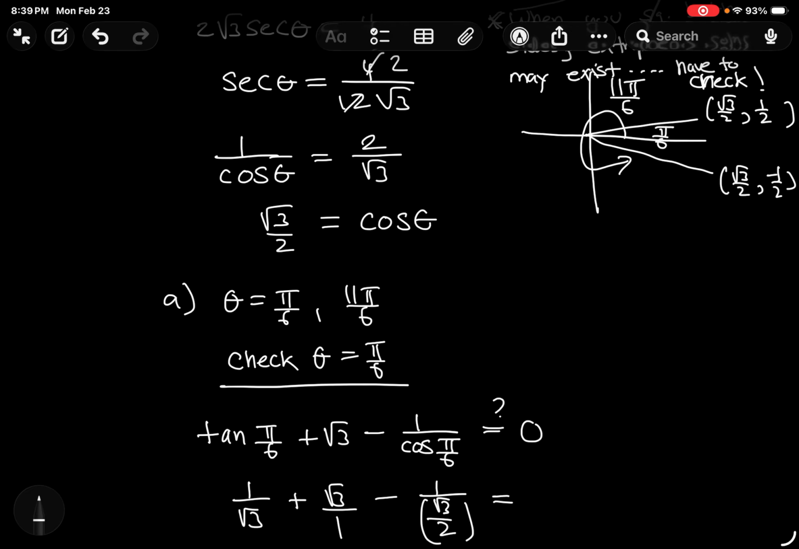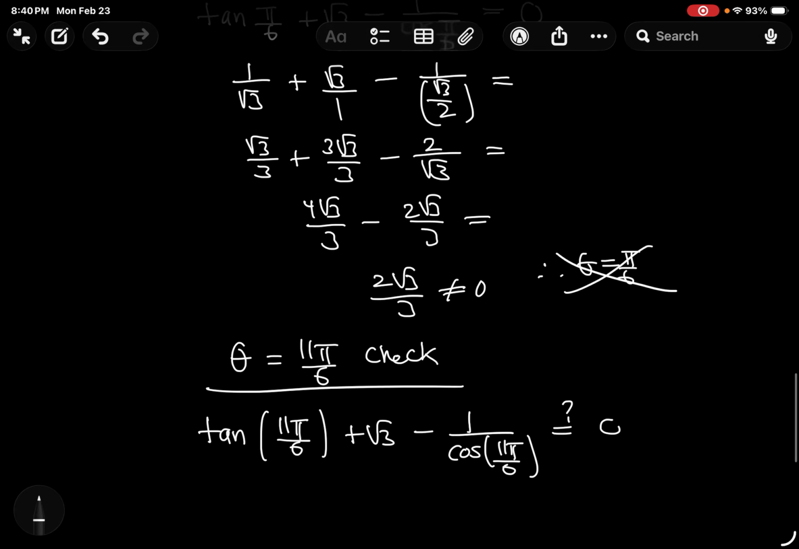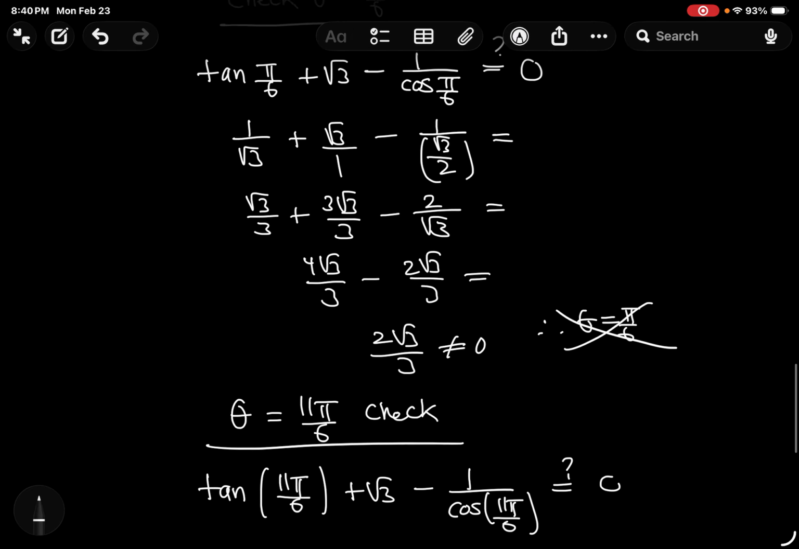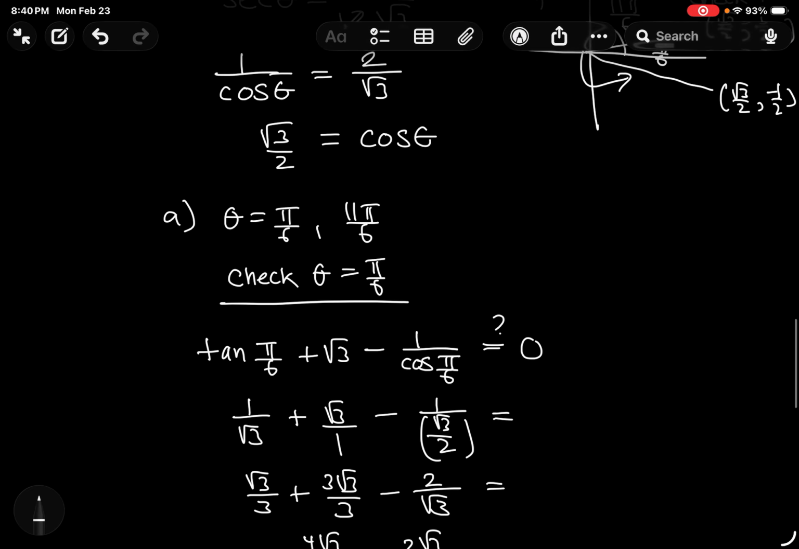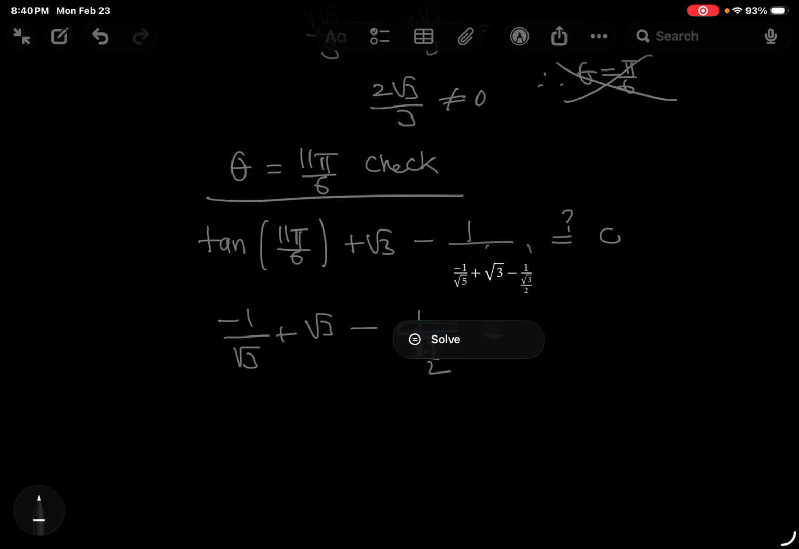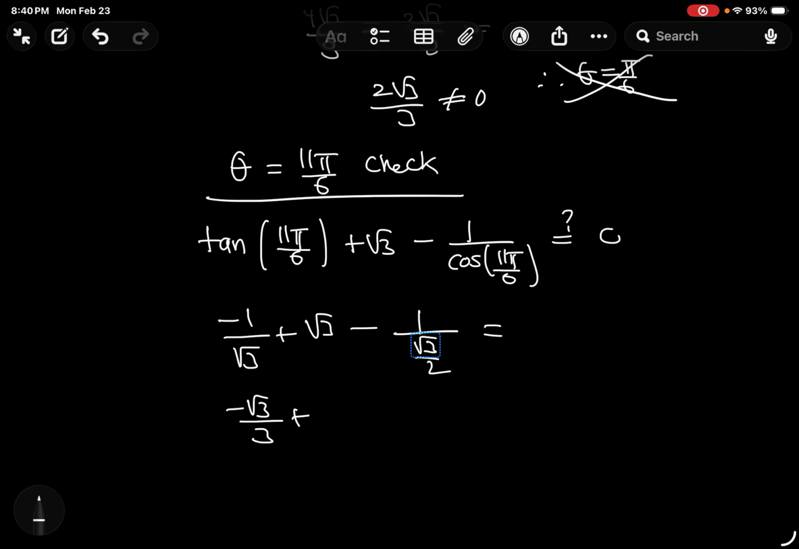So if I take the tangent of 11 pi over 6, negative 1/2 over root 3 over 2, right, will actually give me negative 1 over root 3, okay? Cosine 11 pi over 6, that's still going to be positive root 3 over 2. Okay, so if you multiply top and bottom by root 3 over root 3, you're going to get negative root 3 over 3. If I multiply this guy by 3 over 3, I'm going to get 3 root 3 over 3. And then over here, this guy flipped is 2 root 3 again.